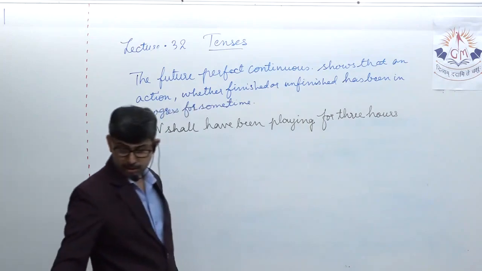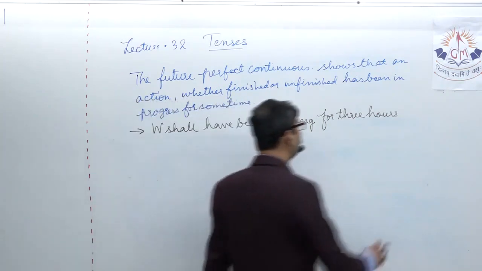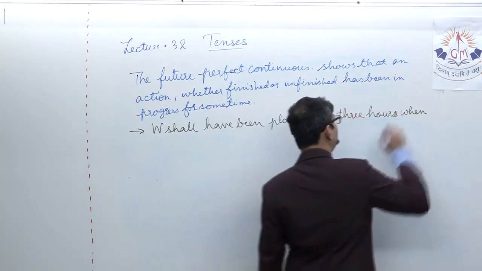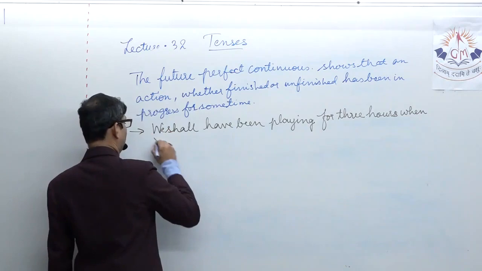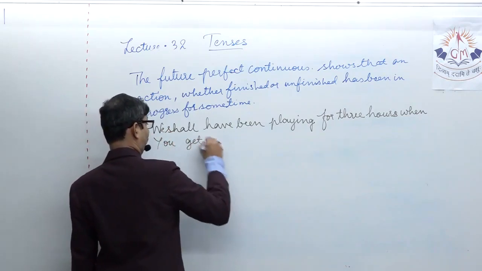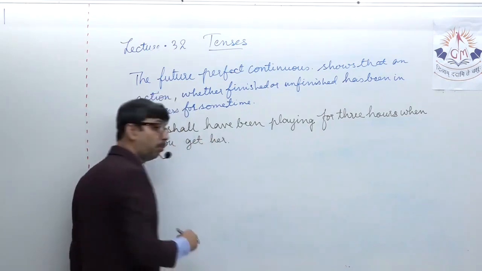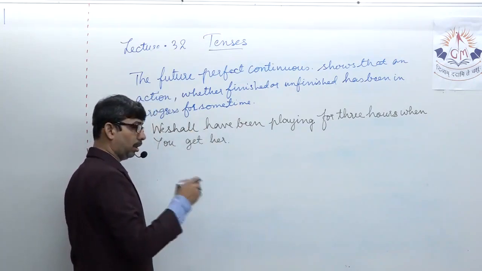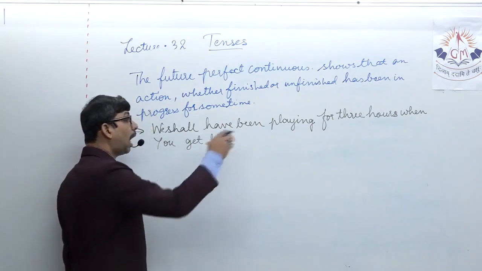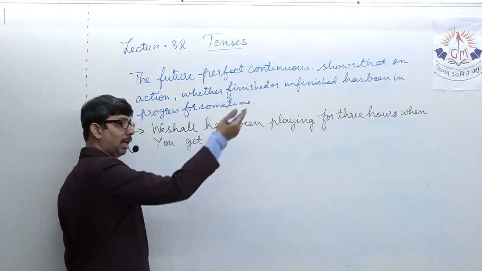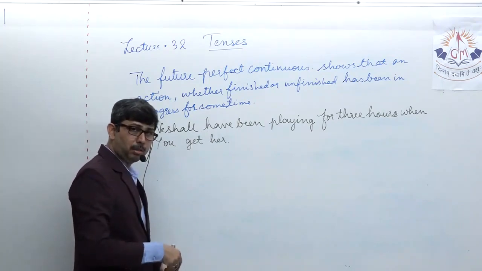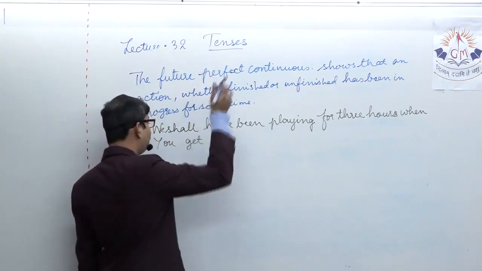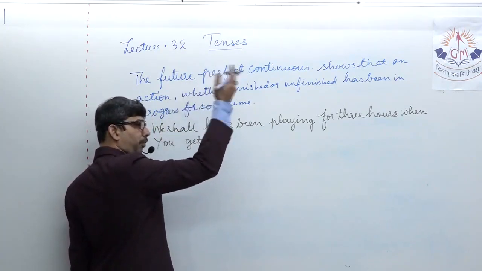And when are we going to say this? When you get here, when you arrive. You're telling this to someone. So maybe it is someone you know. So when that person is going to come here, is going to reach here, 3 hours would have already passed at that time. And you're not talking about the current situation, the present one or the past one. You are saying about the future. We shall have been playing at that time in the future.